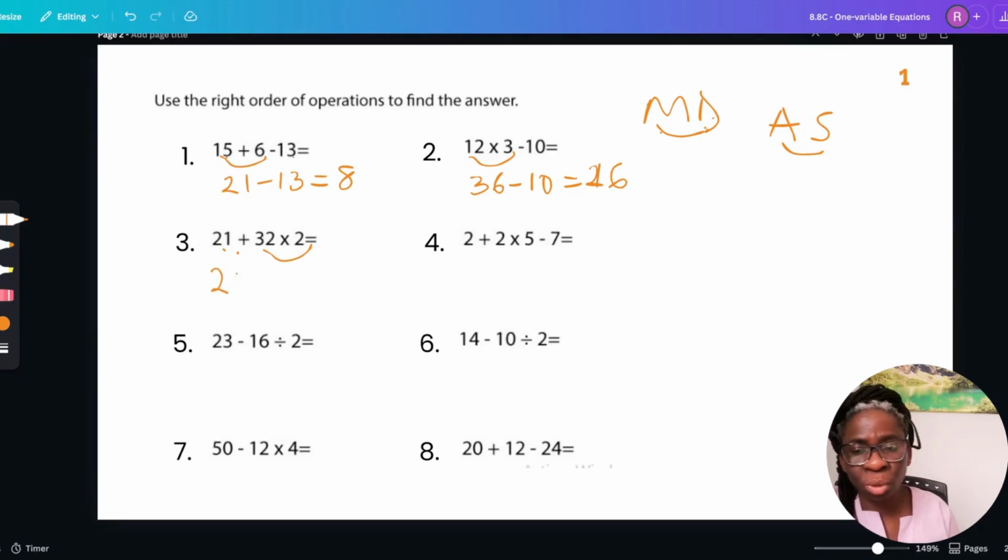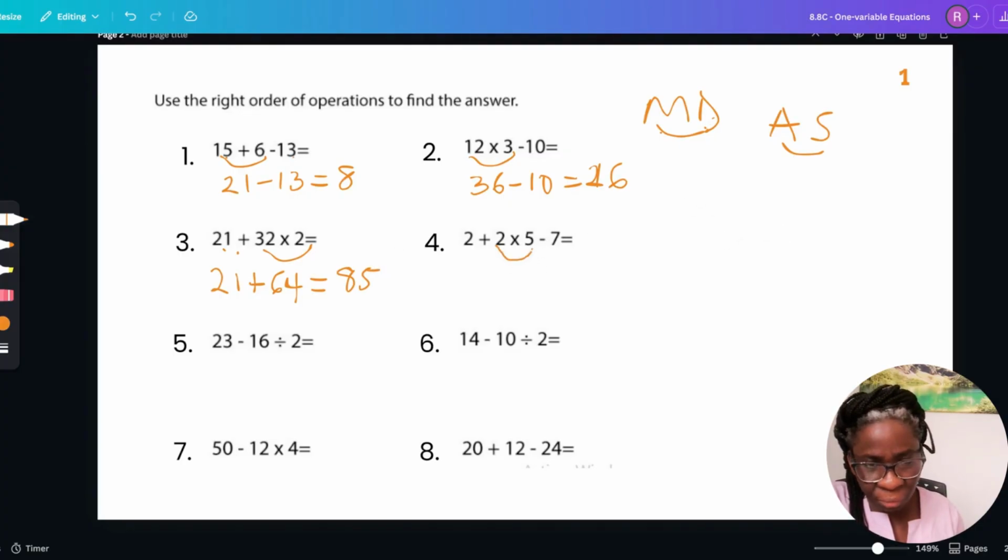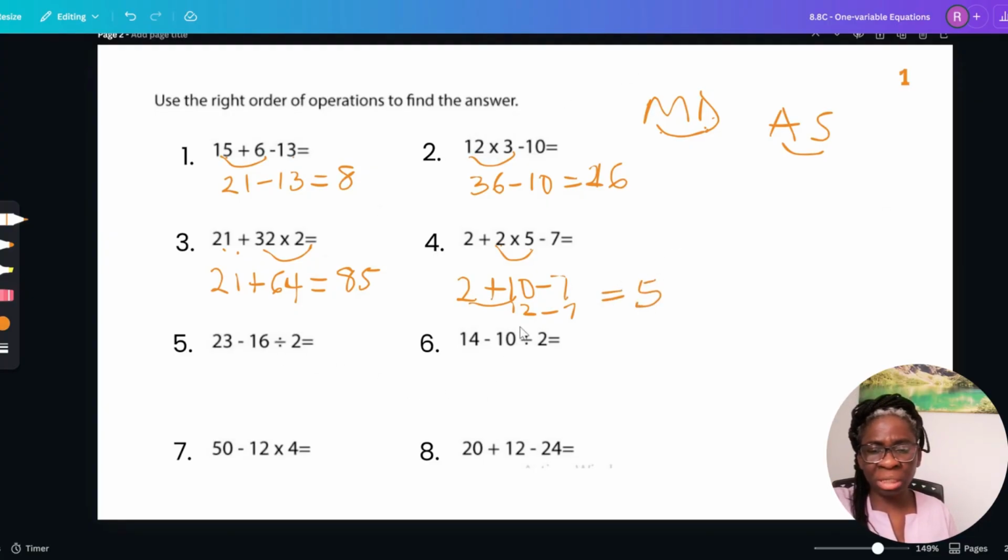So that this will become 21 plus 32 times 2. 32 times 2 will be 64. And 21 plus 64, that will be 85. So same thing applies here. You must multiply first. So that means we'll be having 2, we keep the plus, 2 times 5 is 10, then minus 7. Then you can add, this gives 12 minus 7, and that will be 5. So do the same thing for the remaining questions. Divide or multiply before you add or subtract.